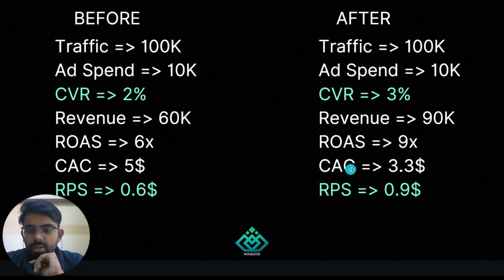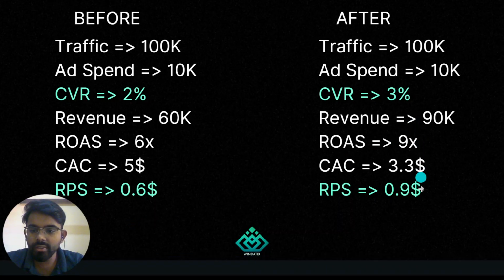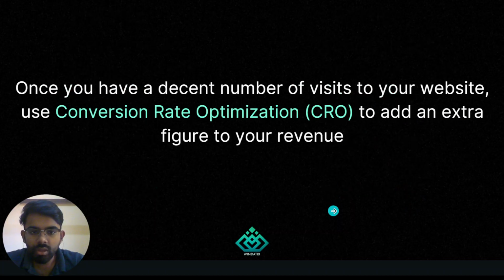You can see how the customer acquisition cost, CAC, has reduced from 5 to 3.3 cents. So this is why conversion rate is a really important metric, because it is directly correlated with a lot of other metrics as well, and it helps you improve your revenue, ROAS, and RPS. So once you have a decent number of visits to your website, use conversion rate optimization, that is CRO, to add an extra figure to your revenue.